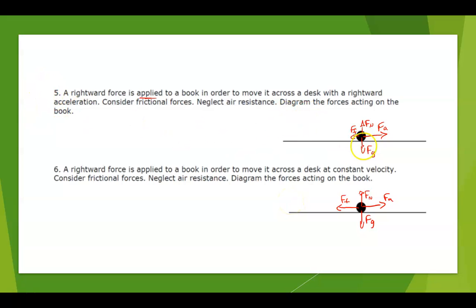In example number 5 here, because the applied force is greater than the frictional force, it's going to be accelerating to the right because it's got a bigger force. Here, the forces are equal. There won't be any sort of acceleration acting upon it. They're all the same.